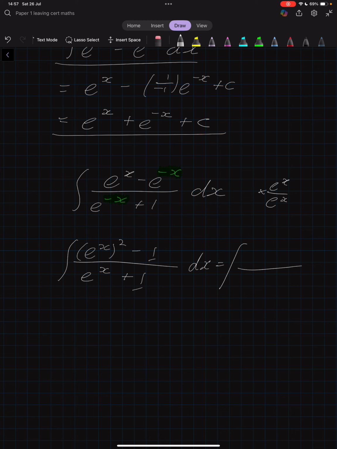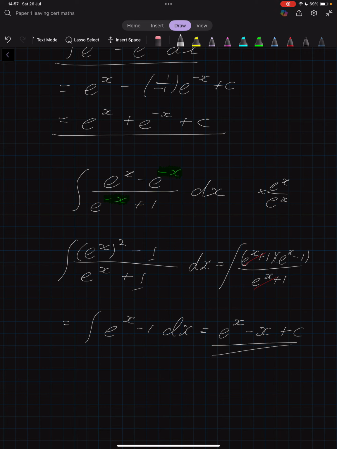The top thing is a difference of 2 squares, so that's e to the x plus 1, e to the x minus 1, all over e to the x plus 1. So these cancel. So I'm just left with the integral of e to the x minus 1 dx. If I integrate e to the x, I just get e to the x. If I integrate minus 1, I get minus x. And then just plus some constant c. Okay? And that's it. All right?